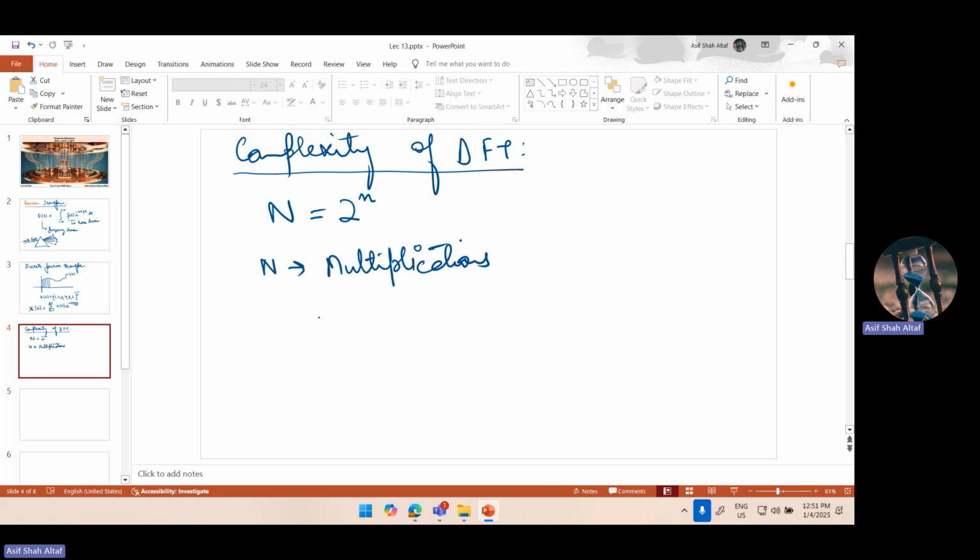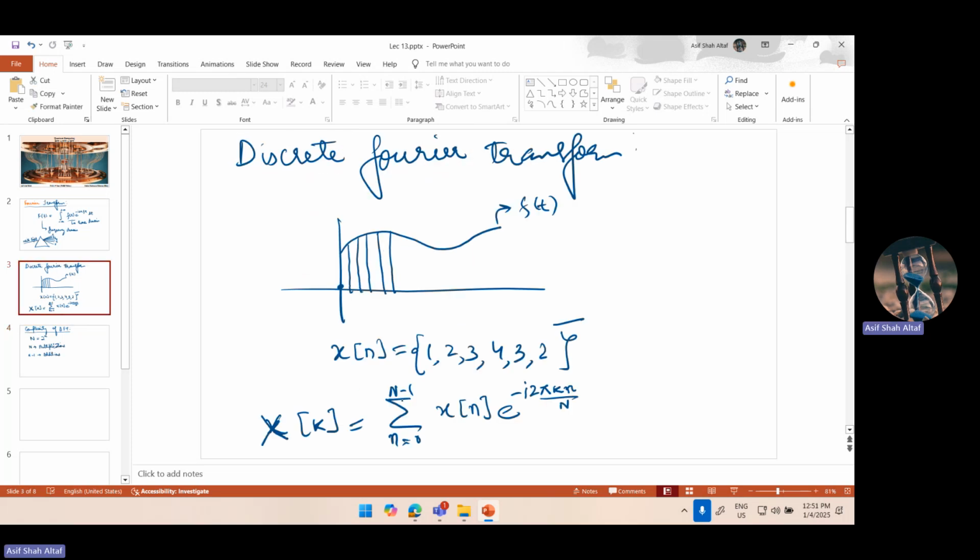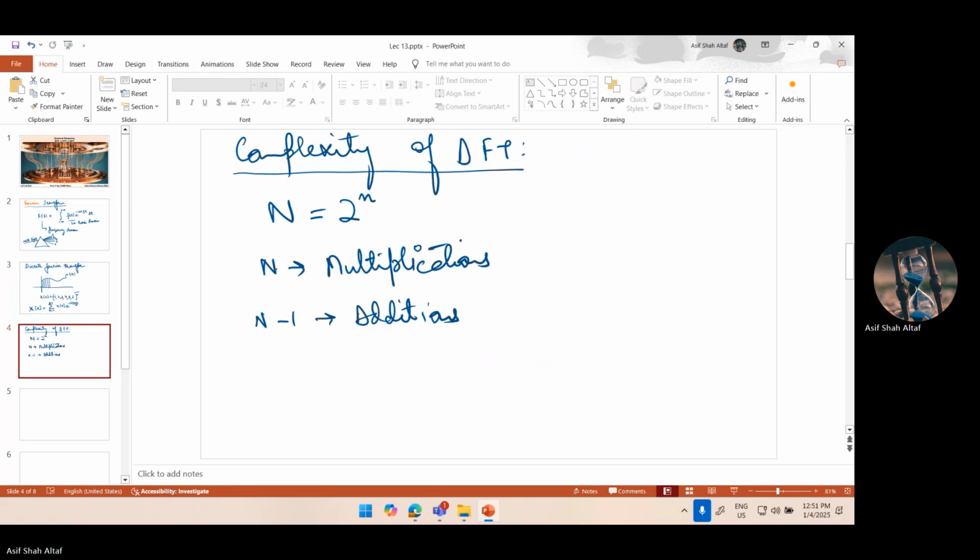So for n terms, you require n minus 1 additions. Okay. So in total, if you calculate the total number of operations that are required to compute the DFT, for one of these you require n multiplications and n minus 1 additions.